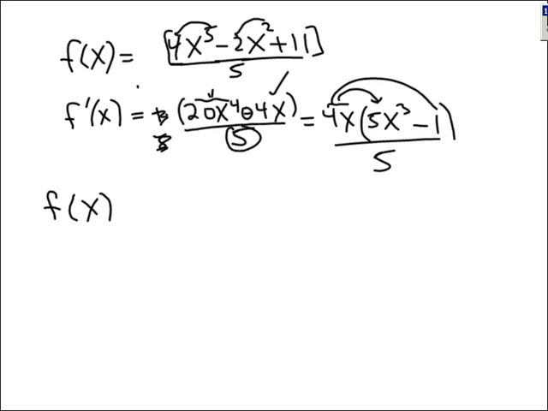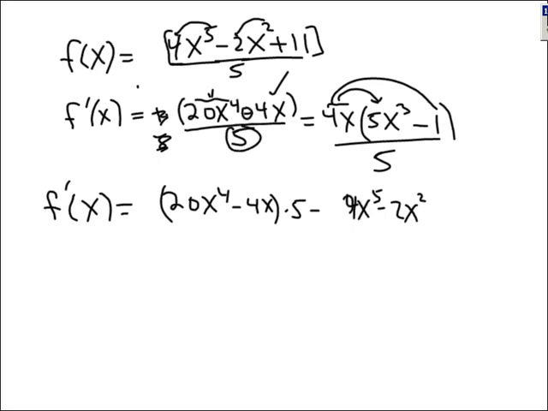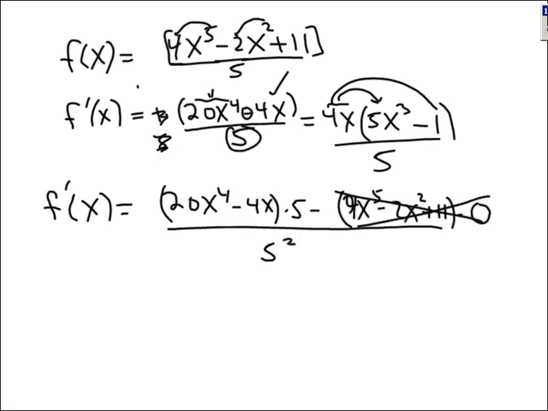Okay, the quotient rule says take the derivative of the top, 20x to the 4th minus 4x, and then multiply this by the bottom. Minus the top, 4x to the 5th minus 2x squared plus 11 times the derivative of the bottom. The derivative of 5 is 0. This is not here. I'm multiplying by 0. And it's all over the bottom squared.